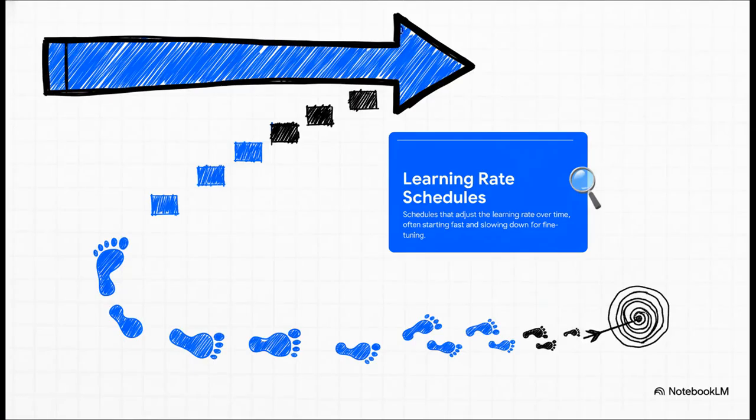First up is the learning rate. You can think of this as the size of the steps the AI takes as it gets closer to a solution. At the beginning, you want it to take big, confident strides to cover a lot of ground fast. But as it gets closer and closer to the best answer, you want it to take smaller, more careful steps to really zero in on that perfect spot. That's what a learning rate schedule lets us do.